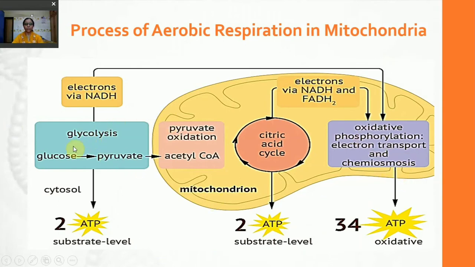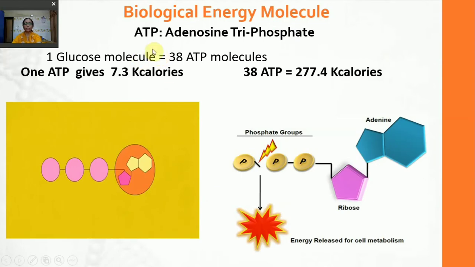This is the complex process of aerobic respiration. It contains 3 steps: glycolysis, which takes place in cytoplasm, citric acid cycle, and electron transport system in the mitochondria with the release of ATP molecules. There are total 38 ATP molecules synthesized as a result of this whole cycle. Now ATP means adenosine triphosphate. It is called as the biological energy molecule. One glucose molecule gives rise to 38 ATP molecules and one ATP gives 7.3 kilocalories of energy, and 38 ATP molecules will give 277.4 kilocalories of energy.